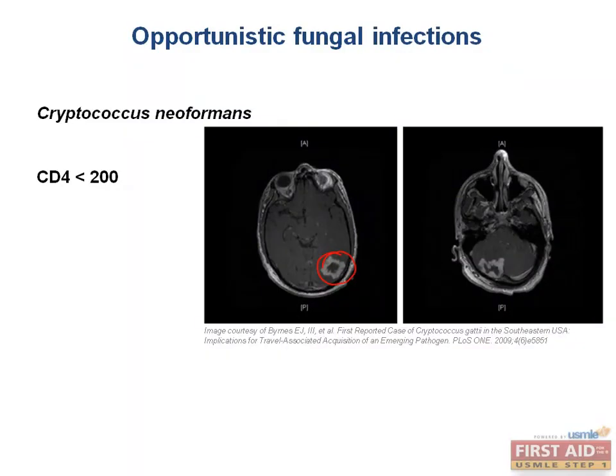Hang on a second. Can you think of another AIDS-defining illness that appears as a ring-enhancing lesion on brain imaging? I'm thinking of toxoplasmosis. We're going to cover toxo in more detail later, so hang on to that. Keep in mind that if a patient you suspect has cryptococcal infection, you're going to want to treat them with amphotericin B and flucytosine. You can also prevent meningitis in these patients with antifungal prophylaxis using fluconazole.